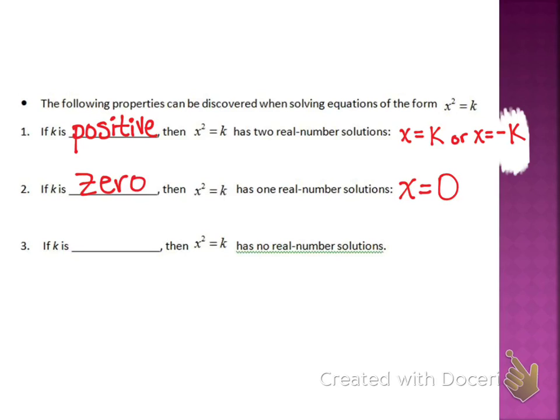If k is, anybody think they know what goes on this blank? Negative, then x squared equals k has no real number solutions. So you'll notice we don't write anything after that because they're not real numbers. You will not deal with that situation until Algebra II. They're called complex numbers or imaginary numbers, and you don't get to that until Algebra II. So for now, if you end up with a negative k in this situation, you would just say no solution.